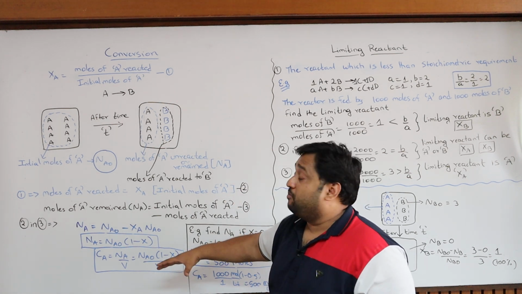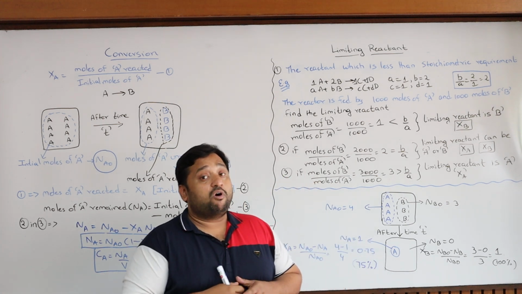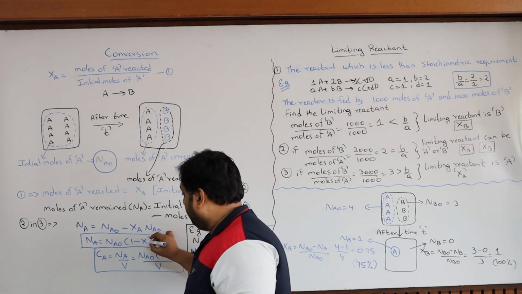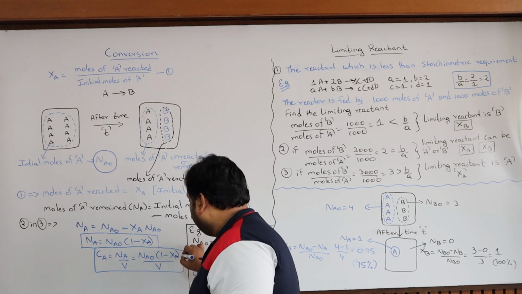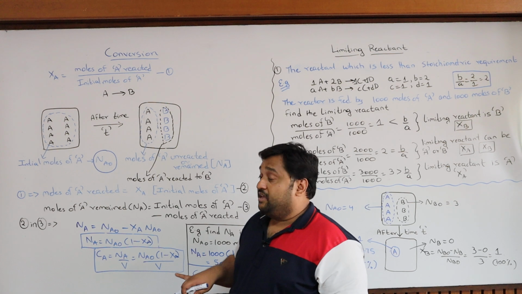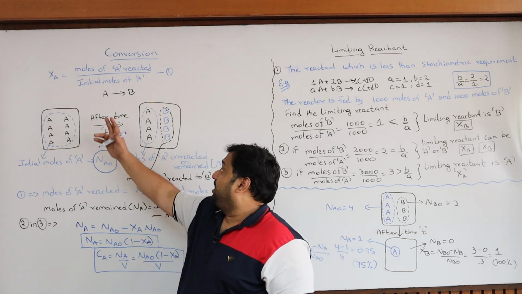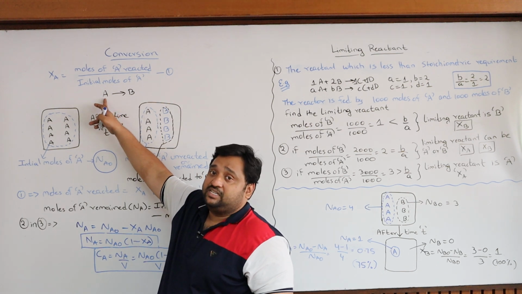This is what we have about the conversion. And the second most important topic is the limiting reactant. Here I have to put XA, and by default I have taken XA. What is the reason for taking the limiting reactant? Because in this reaction only A is my reactant.